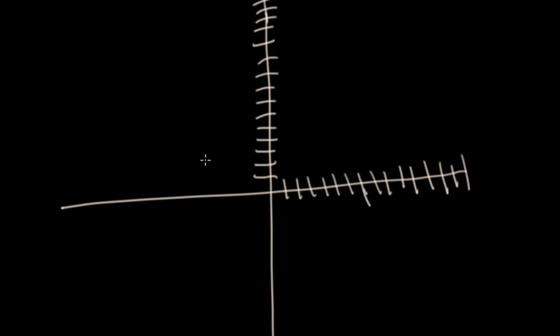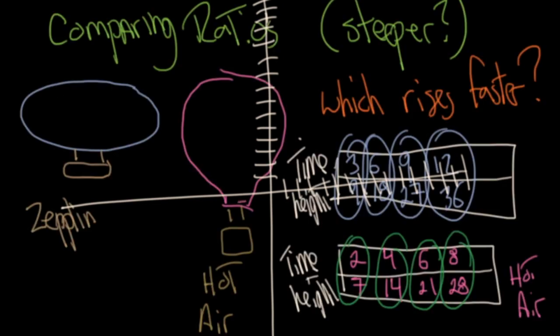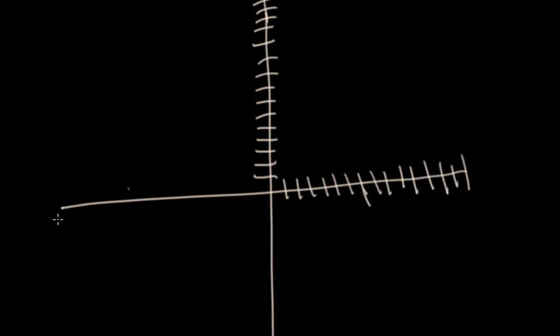And let's start plotting some things. So our hot air balloon, we can start doing that. If you remember what the numbers were there. So my hot air balloon, 2, 7 was my very first one. So 2, this is time, and this is height.